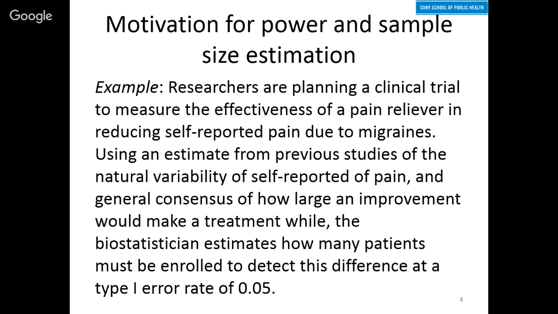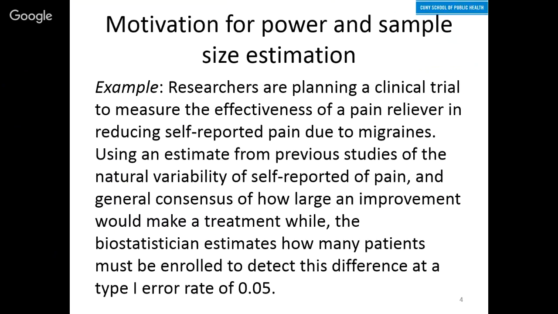Why do we do power and sample size estimation? Let's talk about it from an example. If researchers were planning a clinical trial to measure the effectiveness of a pain reliever in reducing self-reported pain due to migraines, they have an estimate from previous studies of the natural variability of self-reported pain and some consensus or idea about how big of an improvement would be clinically relevant. This is something that is not coming from the data, but it is coming from a theoretical or a clinical argument about what size of a change is worth observing.